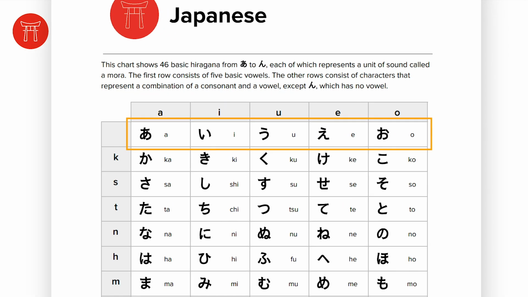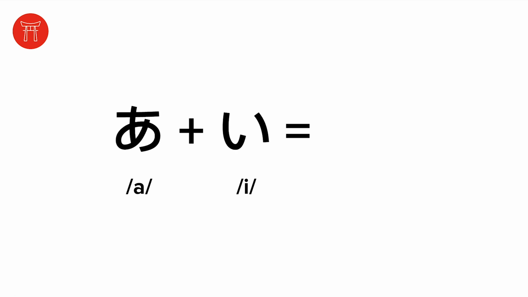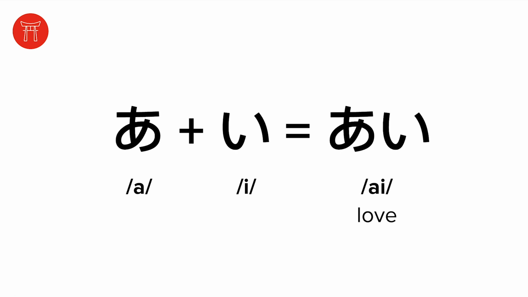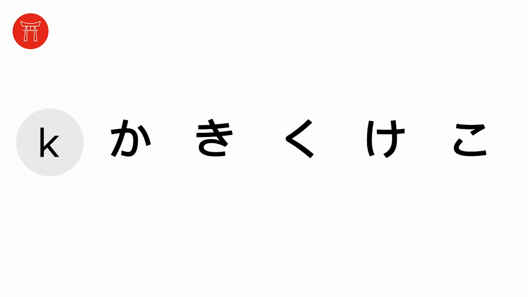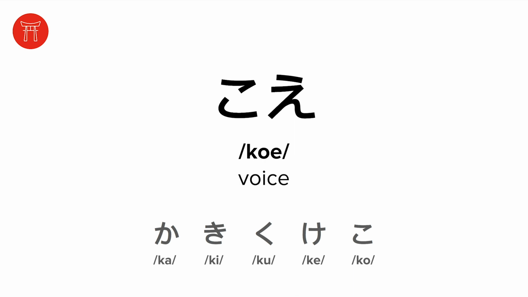At the top, we have the 5 vowels. A, I, U, E, O. We can already make a word using these first 2 hiragana. A and I make ai. It means love. Continuing with the second row, ka, ki, ku, ke, ko. Can you read these words? Ki, ku, kiku. It means to listen, and ko, e, koe means a voice.